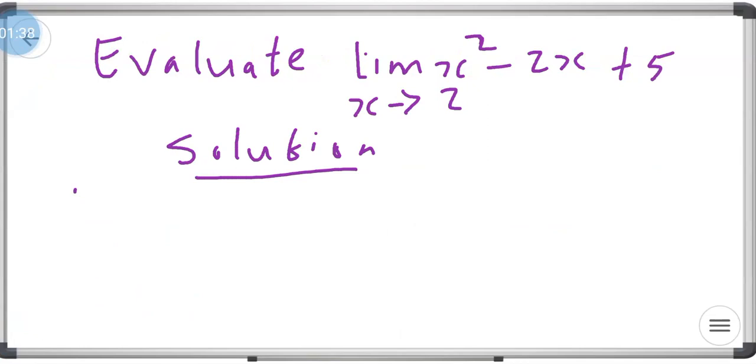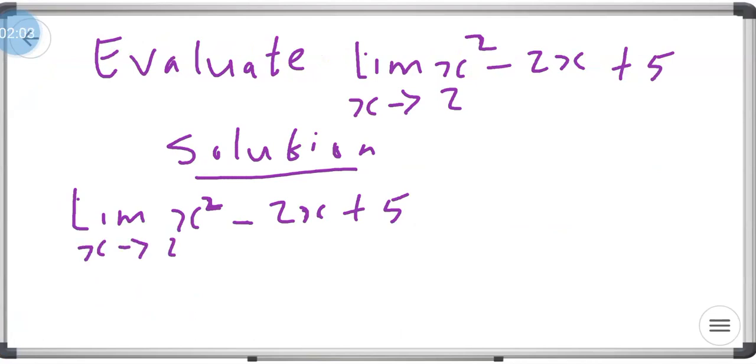So we have lim x squared minus 2x plus 5. So from here, we can split them. Don't forget that our x tends to 2. So we can have lim x squared minus lim 2x plus lim of 5.